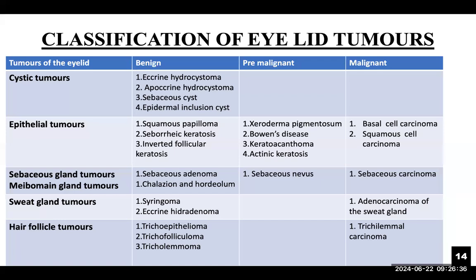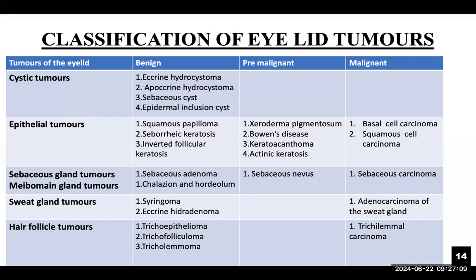Moving on to the pre-malignant epithelial tumors, we have xeroderma pigmentosum, Bowen's disease, keratoacanthoma, and actinic keratosis. Xeroderma pigmentosum is an inherited syndrome with features that predispose a patient to developing basal cell carcinoma.